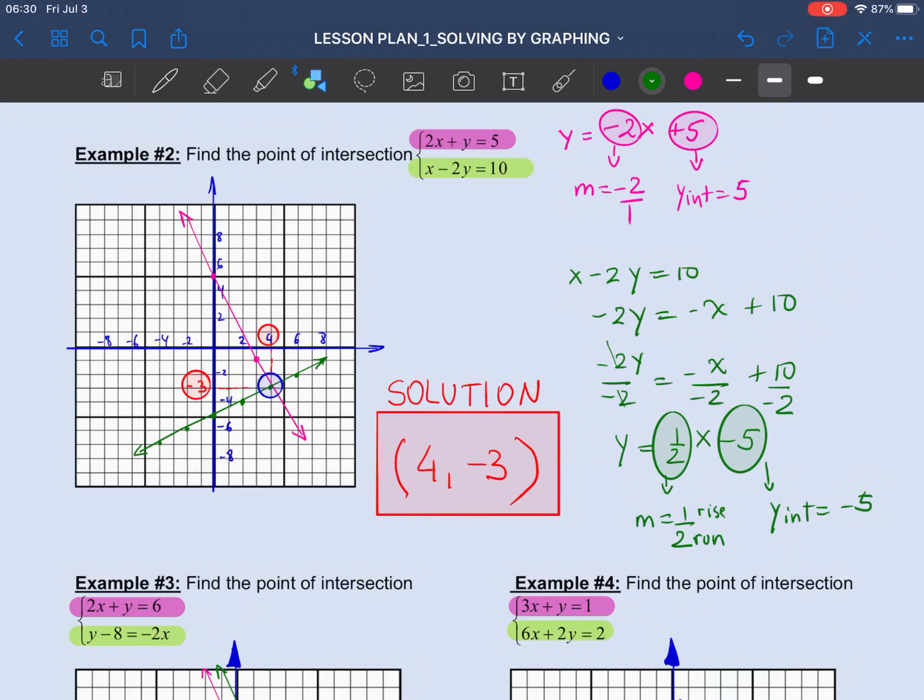Welcome back, everyone. So we're still discussing solving systems of linear equations by using the graphing method. These are the examples that I suggested you did on your own, and I will quickly go over the solutions. The first system of equations is 2x plus y equals 5 and x minus 2y equals 10.